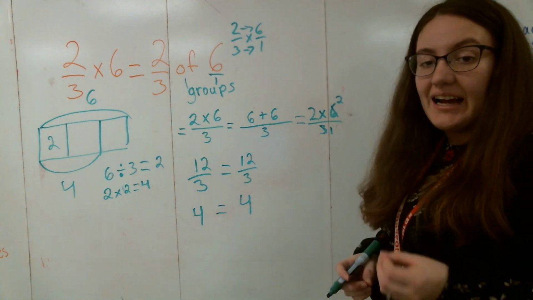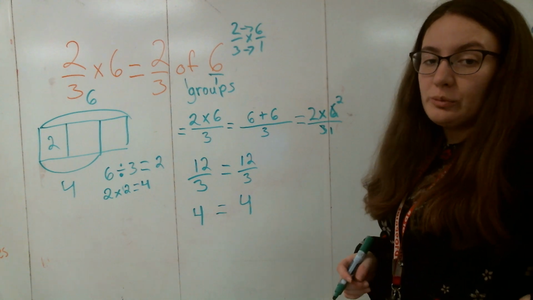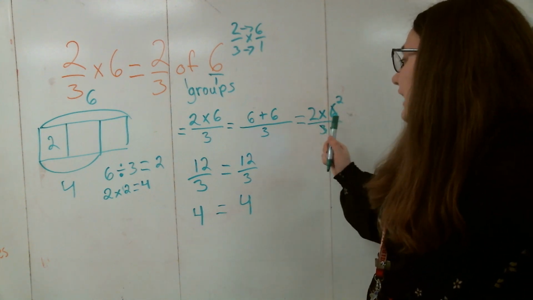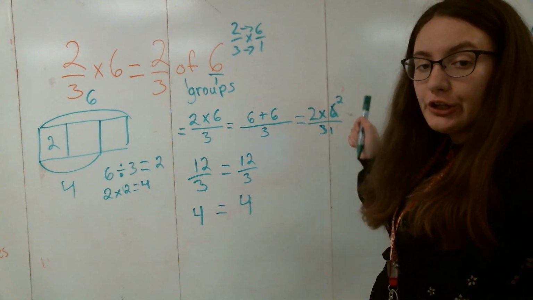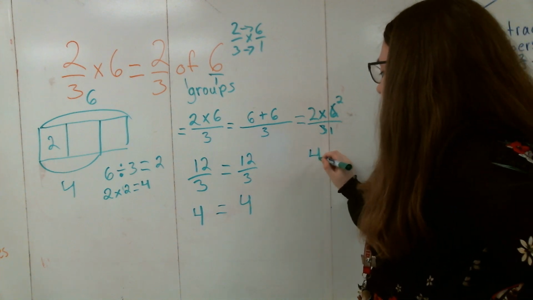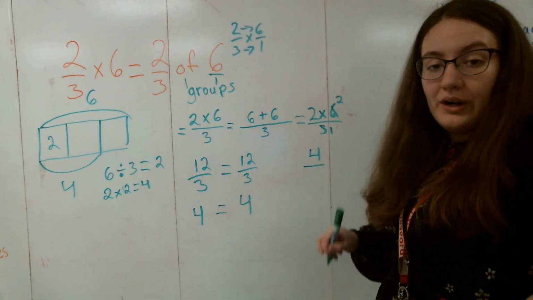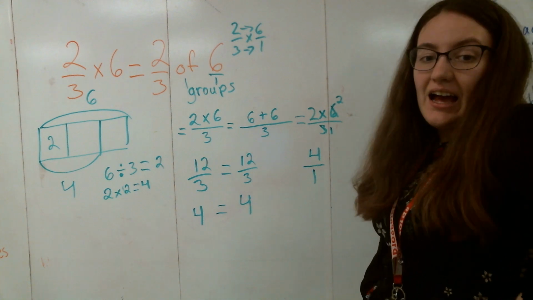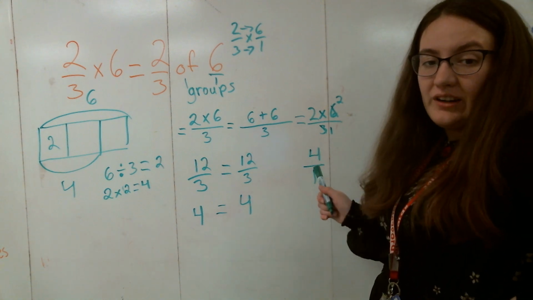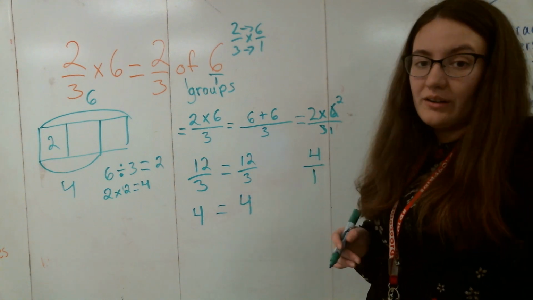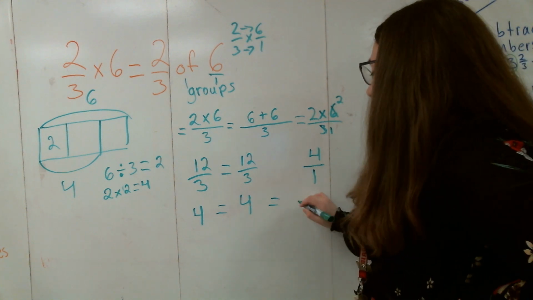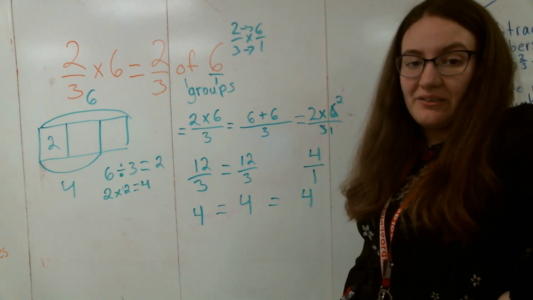So it's basically like I just created a whole new problem. So now what I have is 2 times 2, which gives me 4, over 1. And I would get my final answer of like 4 divided by 1, or just 4. And that also gives me a different type of answer.